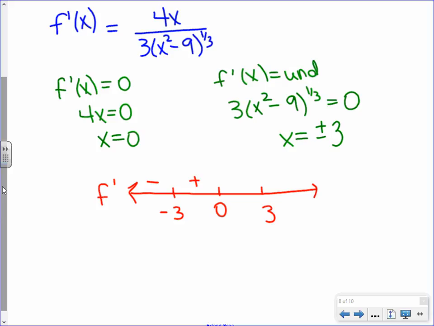You will not have a calculator when you're doing this. That's why we're not plugging away at this. If we plug in 1, we have a positive 4 over 1 minus 9, which is going to be negative. The cubed root of a negative is still a negative. So we have a positive 4 over a negative number, and when we divide that, it would be a negative value. That interval is negative. And if we plug in something from here like 4, we have 16 over 3 times the cubed root of 16 minus 9. That's going to be positive.